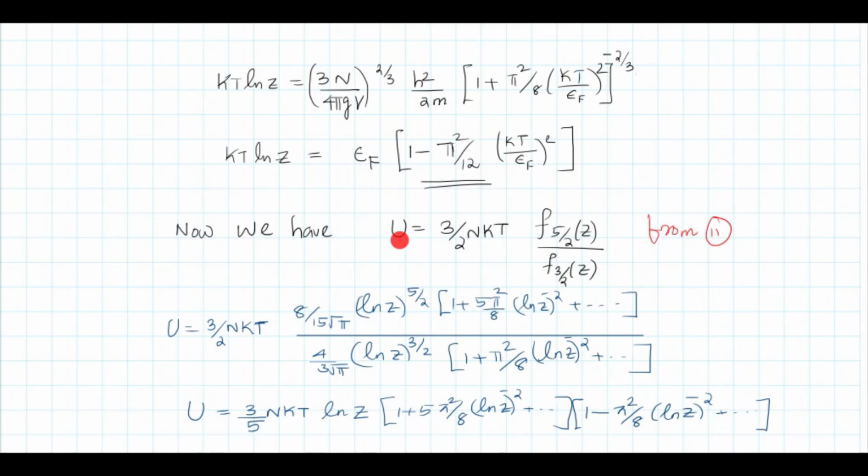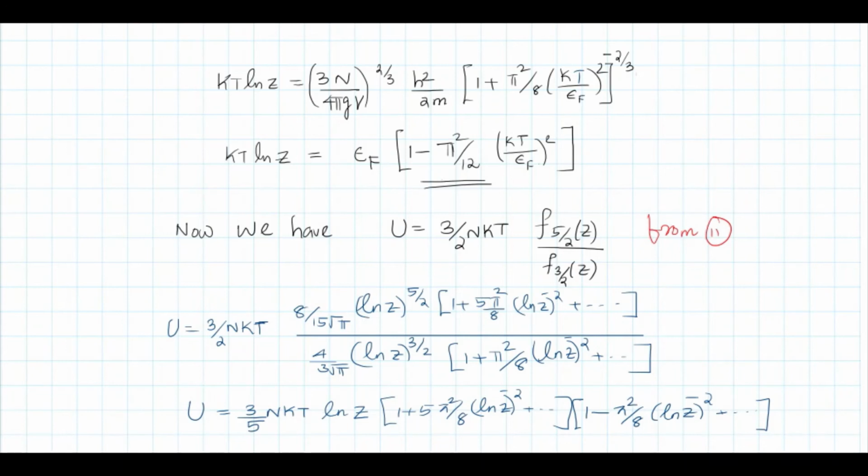Okay, now we have an equation for internal energy, 3 by 2 NkT into f5 by 2 of z by f3 by 2 of z. We already have equations for f5 by 2 of z and f3 by 2 of z. Substitute those values here. f5 by 2 of z is 8 by 15 root pi (log z) raised to 5 by 2 into (1 plus 5 pi square by 8 (log z) raised to minus 2 plus etc.). f3 by 2 of z is 4 by 3 root pi (log z) raised to 3 by 2 (1 plus pi square by 8 (log z) raised to minus 2 plus etc.).